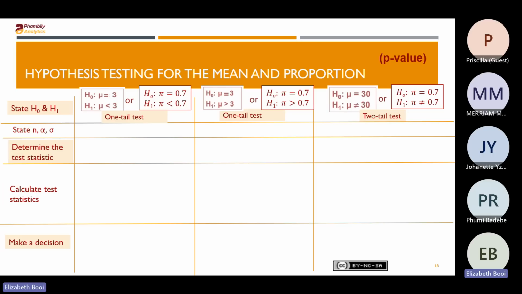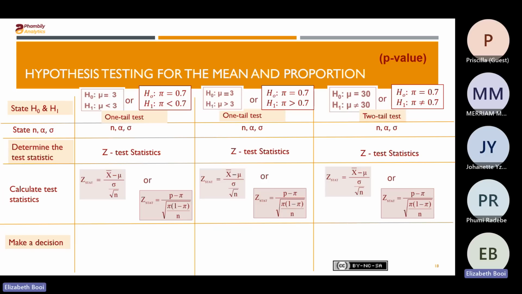We state the null hypothesis and alternative. We state what we are given. We state that the test statistic is the Z test statistic. Then we calculate the test statistic, whether we're doing it for the mean or the proportion, and then we make a decision. Now, when making a decision, it's very important to remember the following. Remember, the decision rule says if the p-value is less than the level of significance, we reject the null hypothesis.